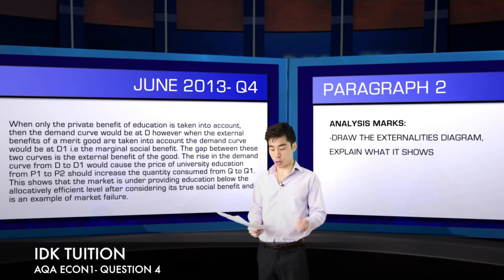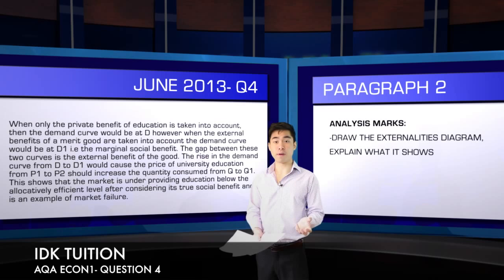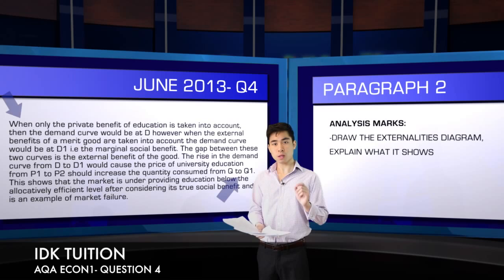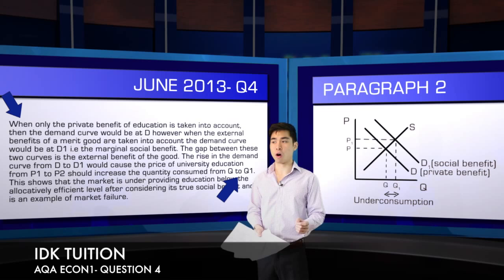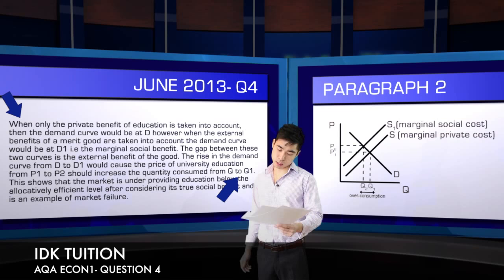And I think I've stressed how important it is that you're choosing the question that talks about merit goods and demerit goods. Principal reason for this is that the diagram, it's self-evident which diagram you're going to draw. You're going to draw the marginal social benefit, marginal private benefit type diagram, or in the case of demerit goods, it's going to be the marginal social cost and marginal private cost type diagram. So yes, very similar in structure to your question three response.